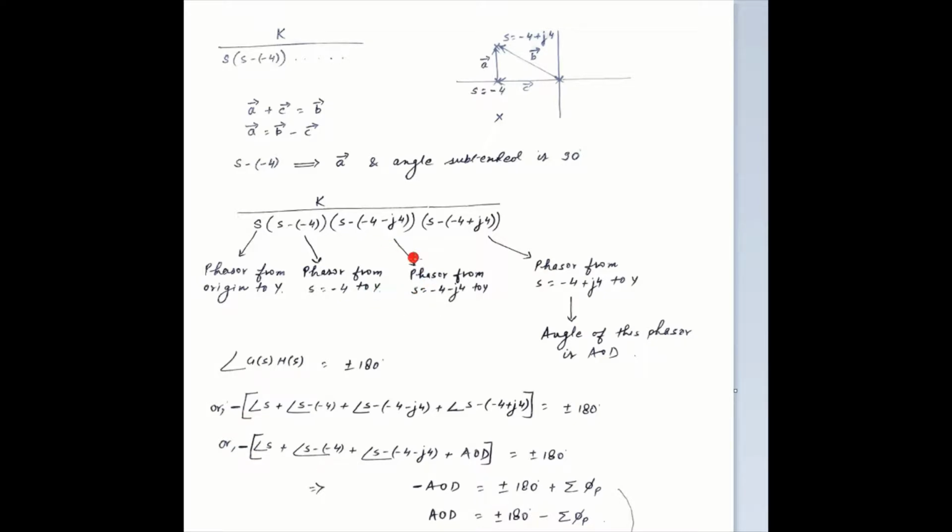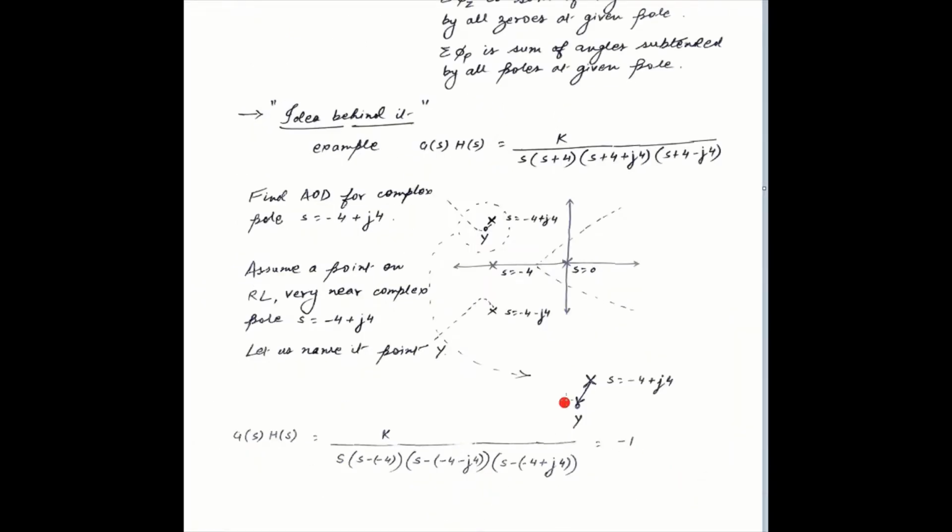Similarly, this means the phasor from s equal to minus 4 minus j4 to point y, and this is the phasor from s equal to minus 4 plus j4 to point y. Now focus on this term. This is the phasor from the open loop pole minus 4 plus j4 to point y. Now in the last slide I have shown you this particular phasor. This is the phasor from minus 4 plus j4 to this particular point y. This is the phasor which is in the last term.